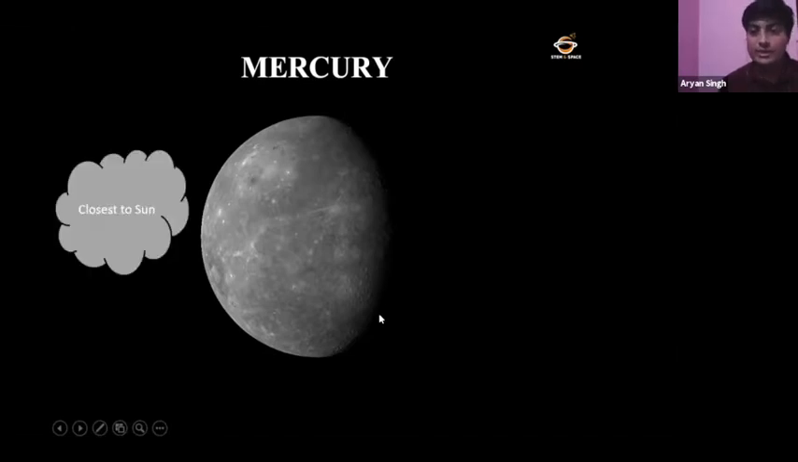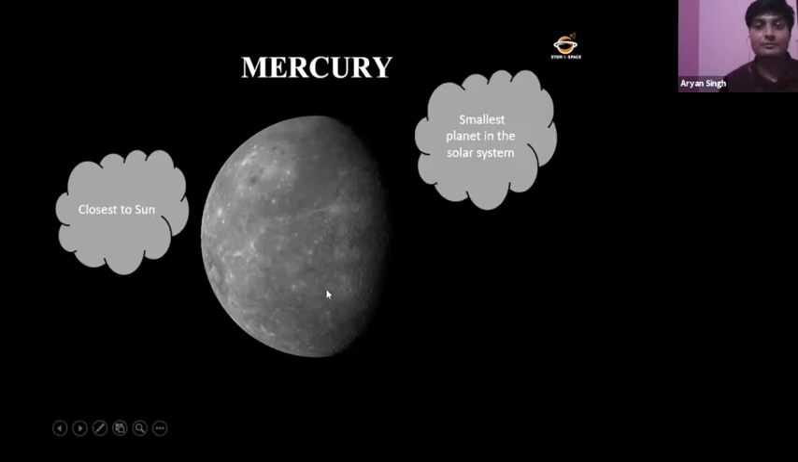It is closest to Sun. Definitely, we are counting the arrangement of planets from the Sun. So this is closest to Sun. Yeah, I got the answer, guys. Let's pay attention now over here. The first one is Mercury, and this is closest to Sun. This is the smallest planet in the solar system. Okay, I hope everybody is aware of this interesting fact also. When you compare the sizes of all the planets, it is the smallest planet in the solar system.